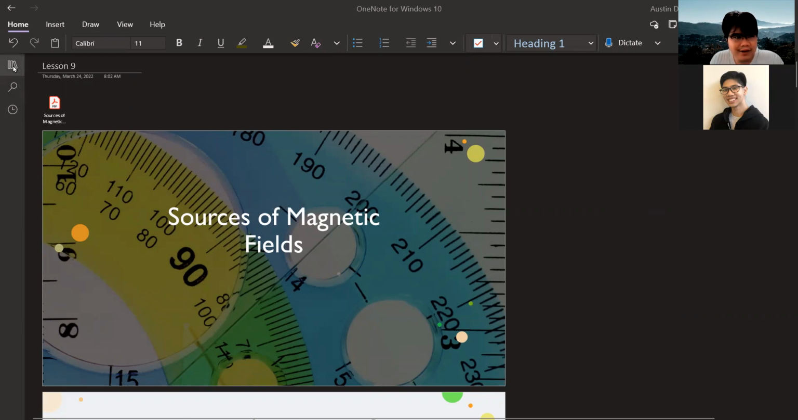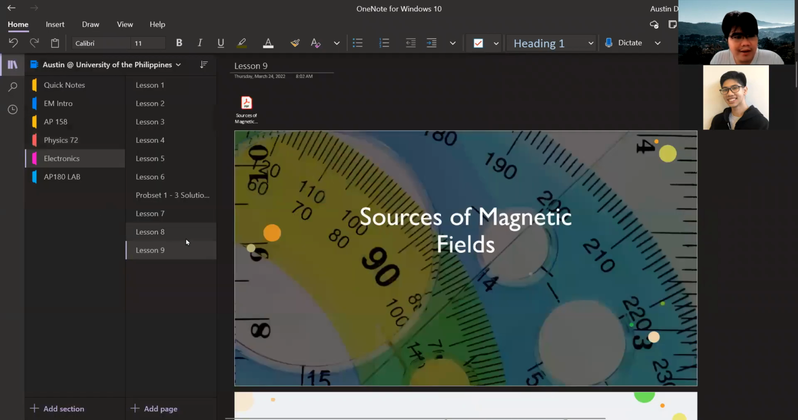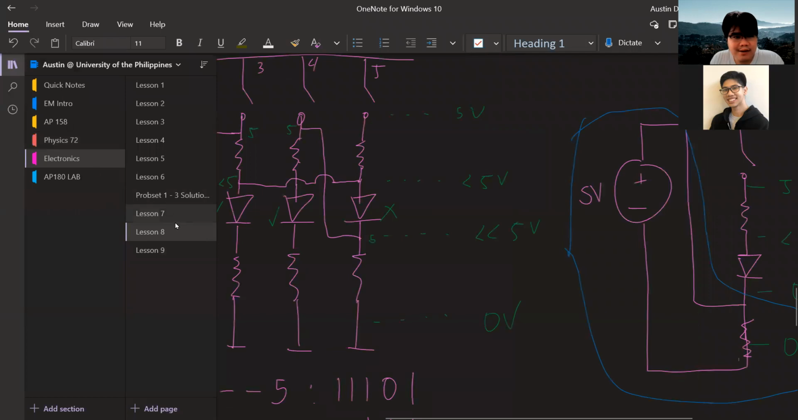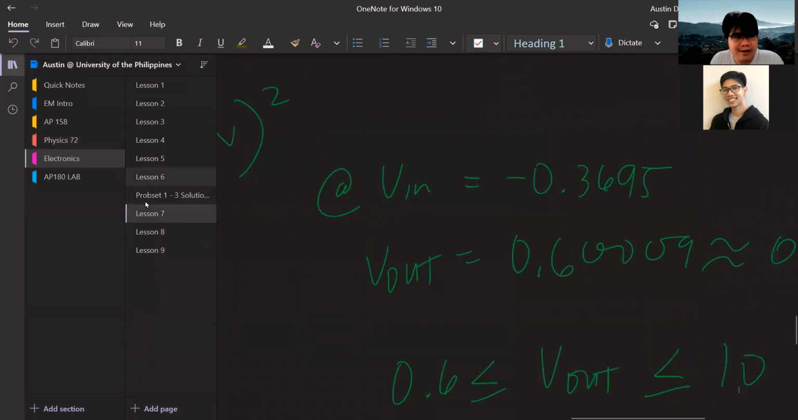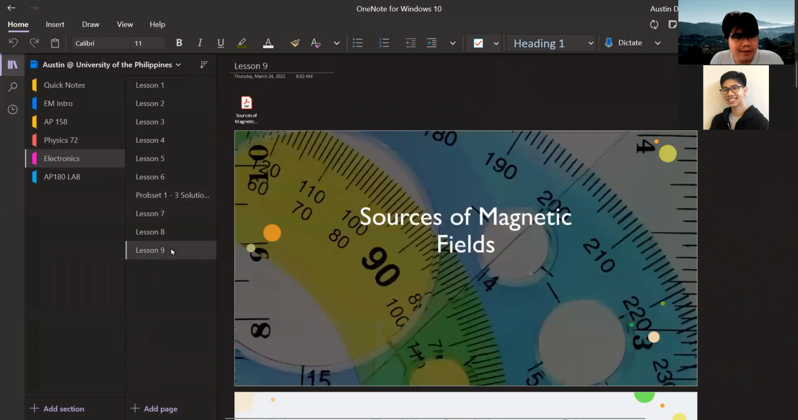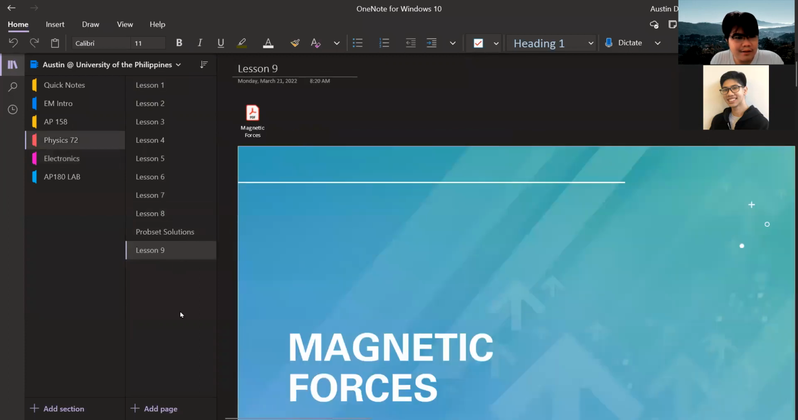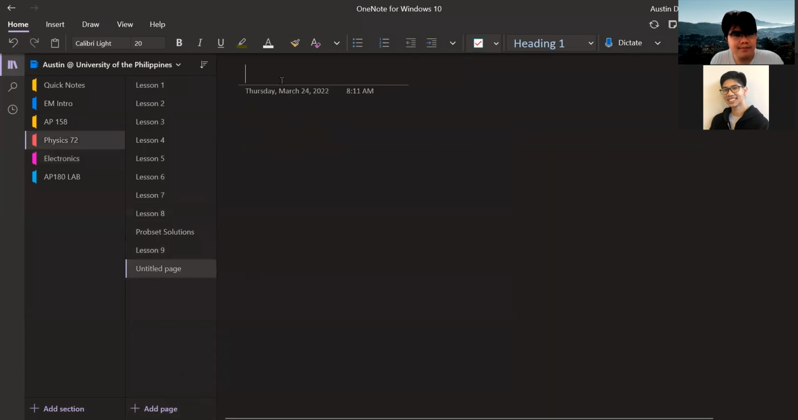A little bit of recall of what we did last two meetings. So, lesson 7. Oh, mali. Bigyan ko. Wait lang. Sa ibang course ko nalagay yung lesson natin.